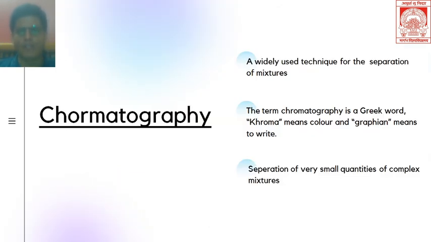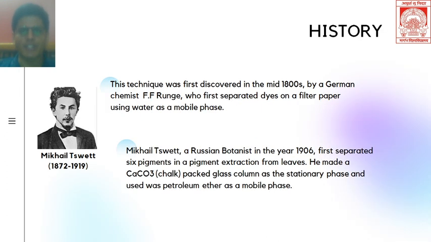This is one of the widely used techniques for the separation of a variety of mixtures. This particular term is of Greek origin, comprised of two words, chroma and graphein. Chroma means color and graphein means to write. The separation can be done at a small quantity level from a complex mixture.